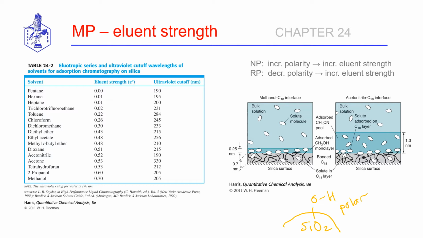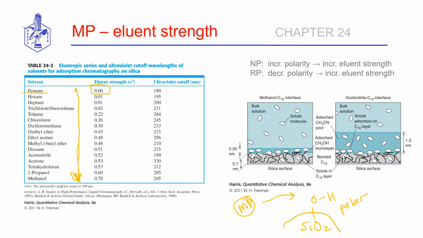The measure of eluent strength of a solvent as a mobile phase is numerically related to this series, in which we define the eluent strength of pentane, a very nonpolar species, which is going to have a weak ability to pull something off of that surface. It is defined as 0, and everything else is relative to that. So methanol, with its OH group, has the greatest eluent strength in the series, and these other solvents are somewhere in between.